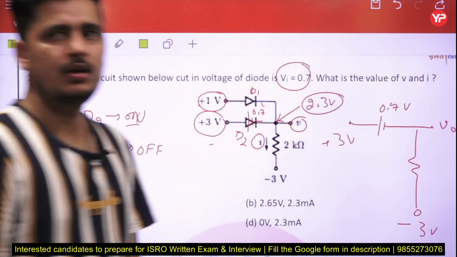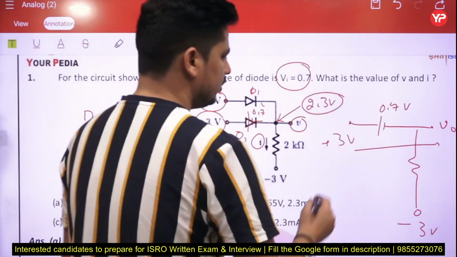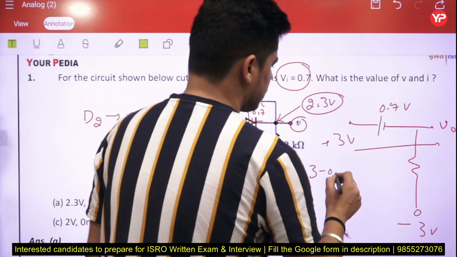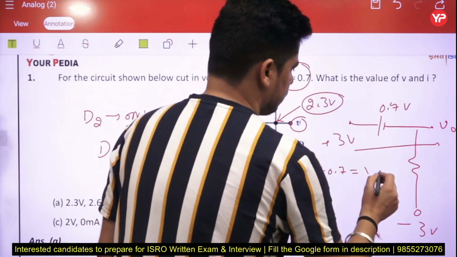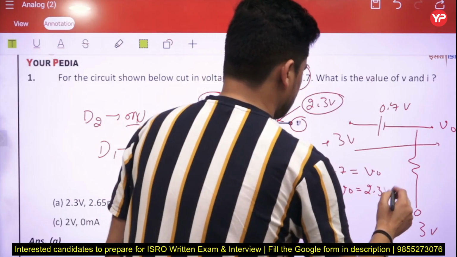Right. So this will be your output voltage. When you apply the KVL from here to here, that will be 3 minus 0.7 is equal to V out. So the V out voltage is 2.3 volt.